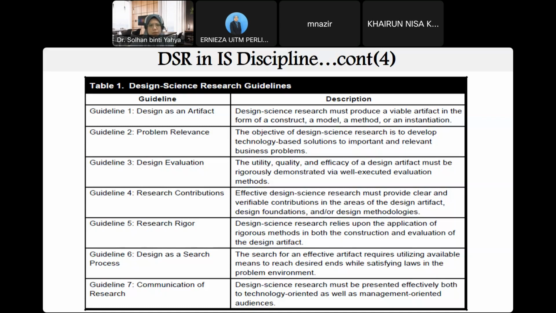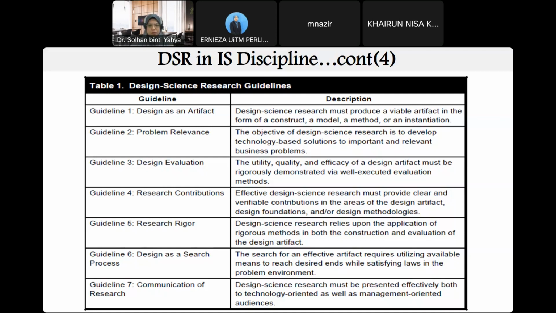The guideline number 2: the objective of design science research is to develop technology-based solutions to important and relevant business problems. Again, Hevner is always saying about the business problem, all right? They're talking about the real problem surrounding you, and how this can be resolved by your artifact. And then from that, you can claim some knowledge contribution to the body of knowledge.